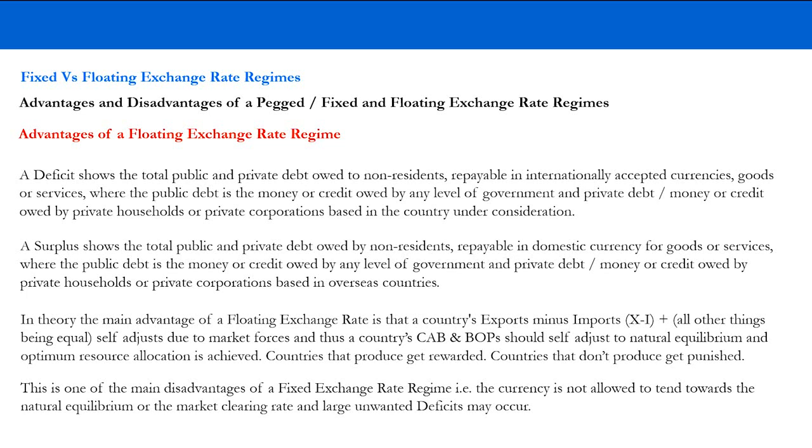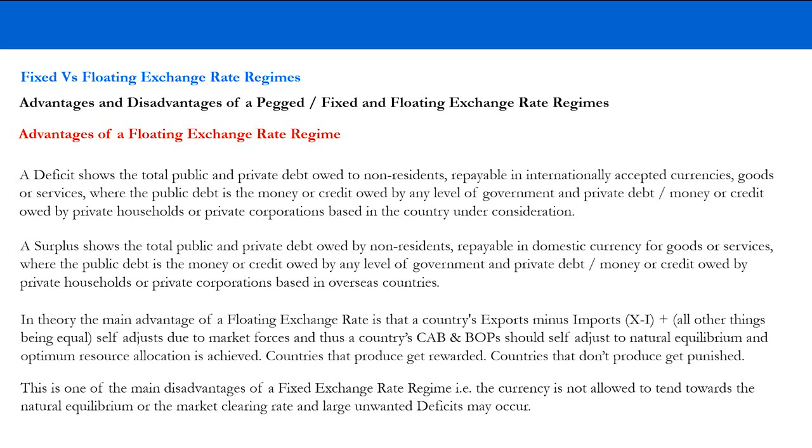It's supposed to self-adjust due to market forces, and a country's current account balance and balance of payments should automatically self-adjust to a natural equilibrium, and optimal resource allocation is supposed to be achieved. Countries that produce get rewarded, and countries that don't produce get punished. And this is supposed to be one of the main advantages of a floating exchange rate system. Therefore, it by default is supposed to be a disadvantage of a fixed exchange rate regime.